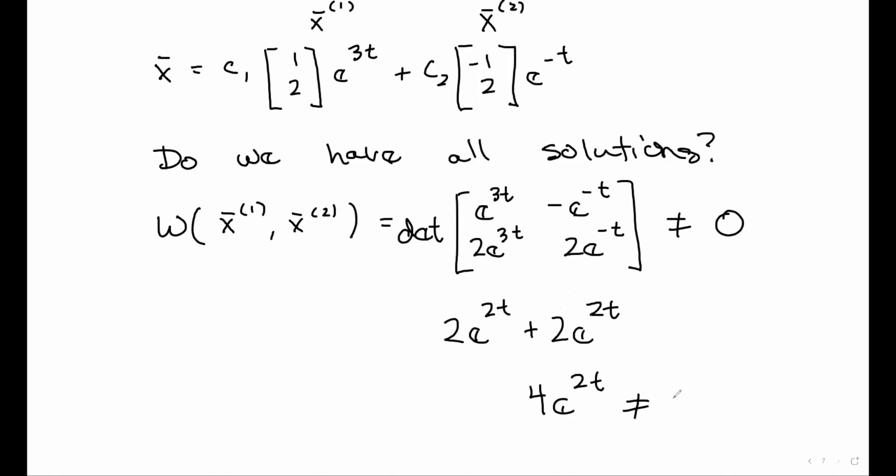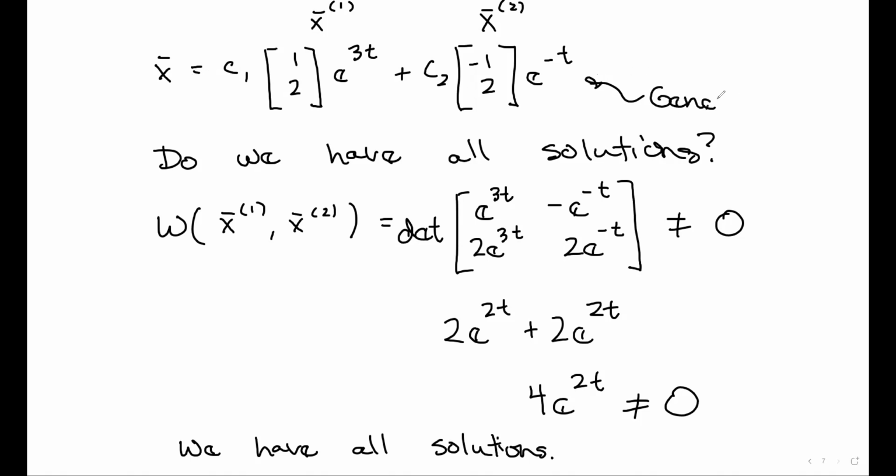And 4e to the 2t is not equal to zero, right? There's no value we could plug in where this would equal zero. And so what does that tell us? It tells us that the Wronskian is not equal to zero and that we do have all solutions. In other words, this is the general solution to our differential equation. And these two solutions that we found form a fundamental set.